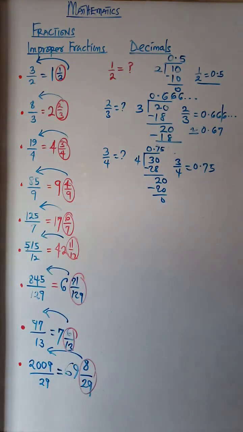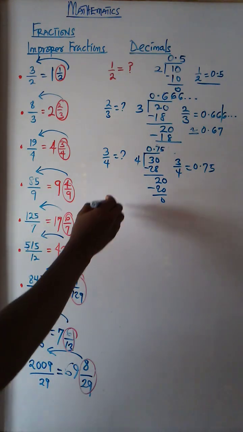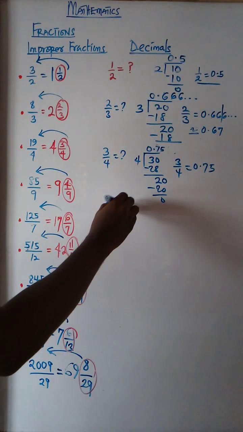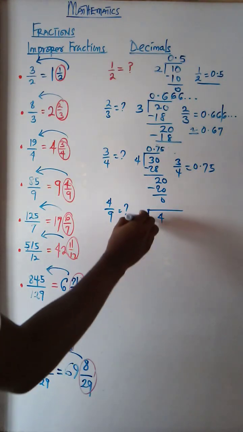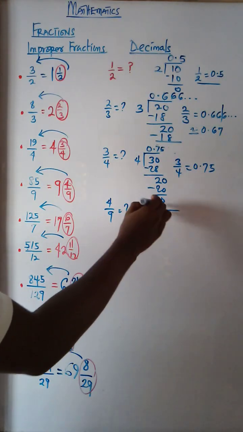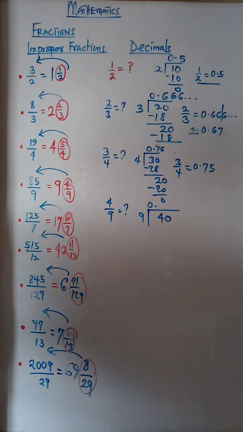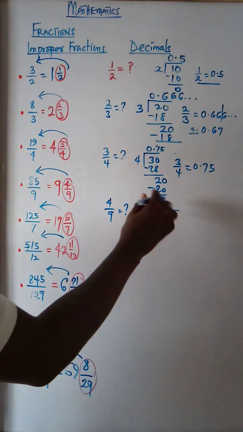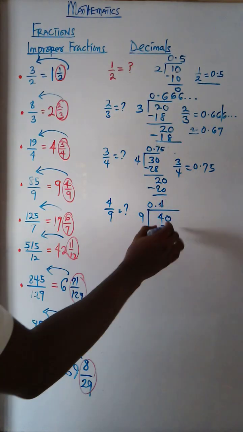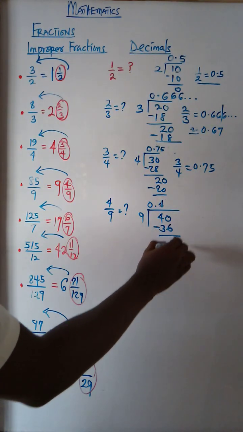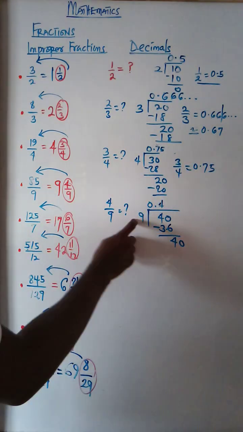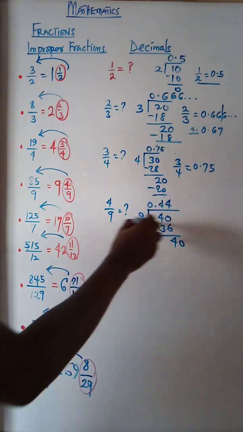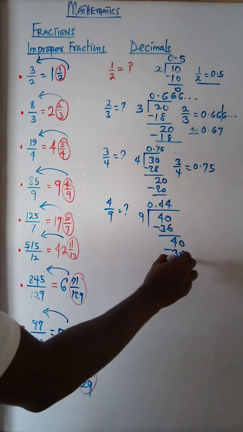Next, let's do 4 over 9. What will be in decimal? 4 will be inside, 9 will be outside. 9 in 4, impossible, 0. Put 0 here. So 9 in 40. 4 times 9, 36. Subtract to get 4. Put another 0 here. You are getting 4 again. It will continue like that. 9 in 40 is 4 again. 4 times 9, 36. Subtract, keep getting 4, 4, 4, 4 like that.